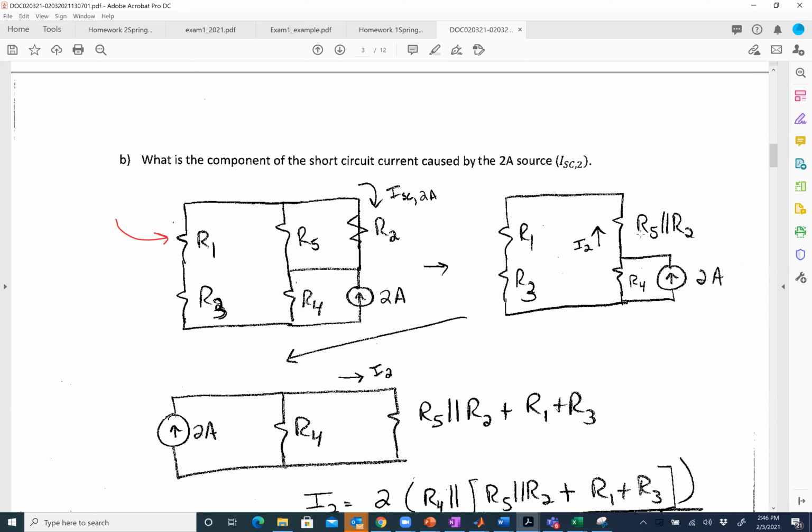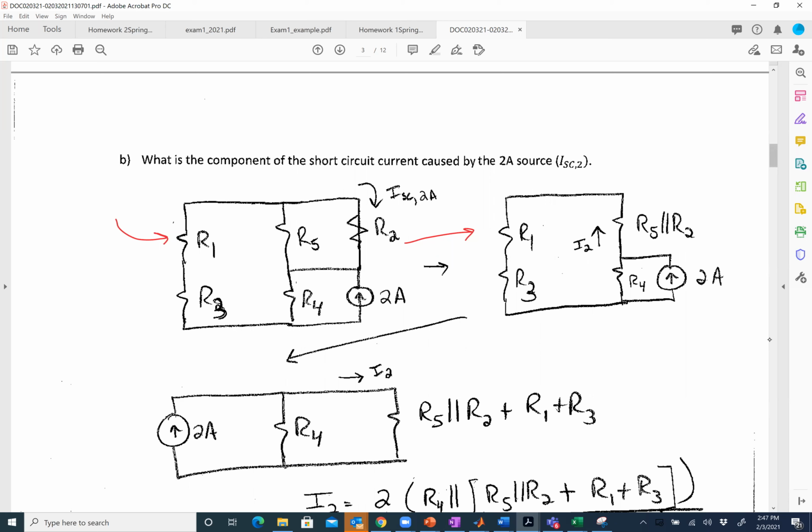Why did I make the statement that R5 and R2 are in parallel? Why do I know that to be true? So why can I go from the circuit on the left to the circuit on the right? Why do I know they're in parallel? Their nodes on each side are the same. But more generally, I would say that means they share the same voltage. If they share the same voltage, they are in parallel. That to me is the more direct way of seeing that.